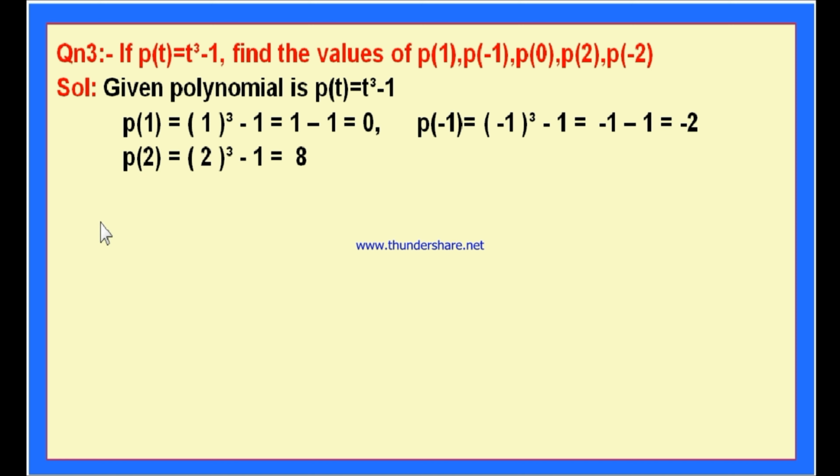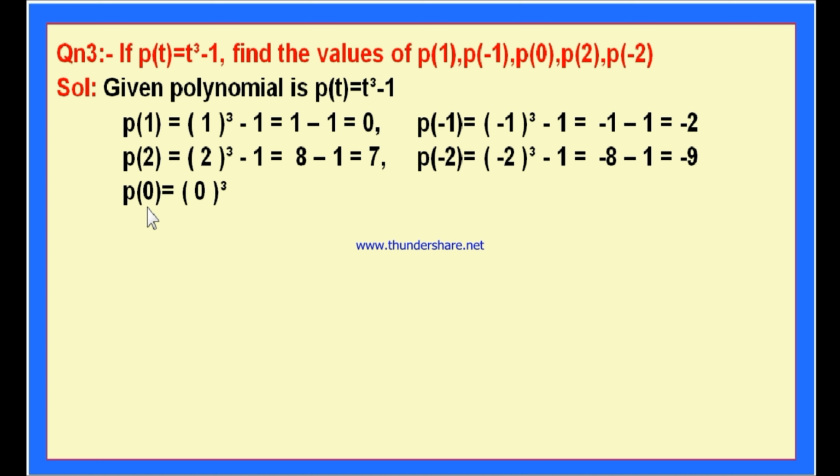Next p of 2 means in the place of t now substitute 2. 2 cube minus 1. 2 cube is 8. 8 minus 1 is 7. Next p of minus 2. In the place of t now substitute minus 2. Minus 2 whole cube minus 1. Minus 2 whole cube is minus 8, minus 1. Minus 8 minus 1 is minus 9.